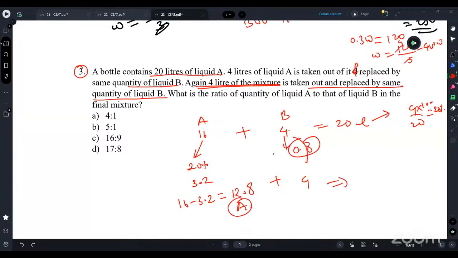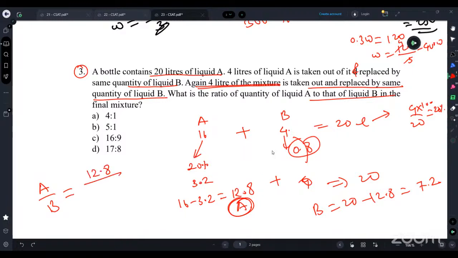Again you are making 20 liters of liquid, out of which 12.8 is A. So what will be B? B will be 20 minus 12.8, so that will be 7.2, right? Let's take the ratio of A by B because you want to find the ratio of liquid A to liquid B. So 12.8 by 7.2, that is 128 by 72. So this will become 16 by 9. So 16 by 9 will be the answer, option C. Option C is the correct answer in this case.